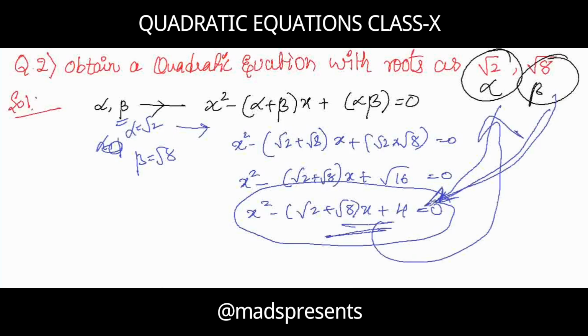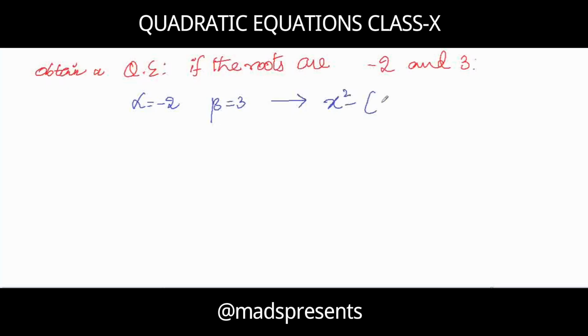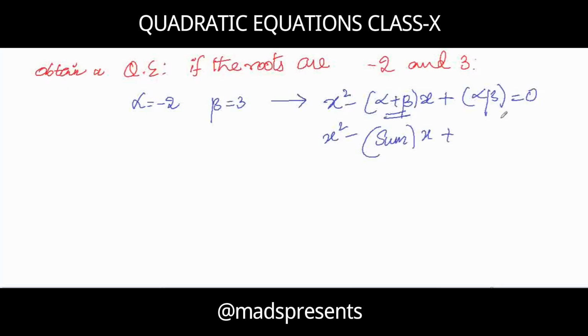Framing a quadratic equation when roots are given. If the roots are minus 2 and 3. Okay, very simple, general questions. Given alpha is equal to minus 2 and beta is equal to 3. So when alpha and beta are given, what is the formula we have? x square minus alpha plus beta, sum of the roots, into x plus alpha into beta, product of the roots, equal to 0.